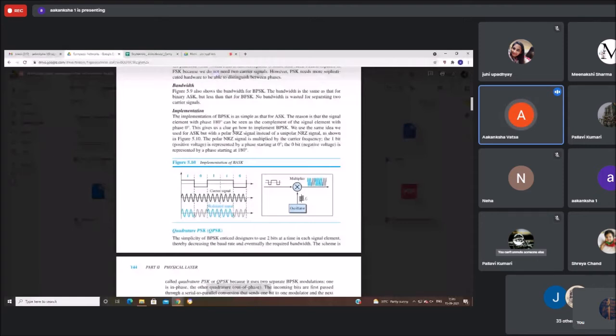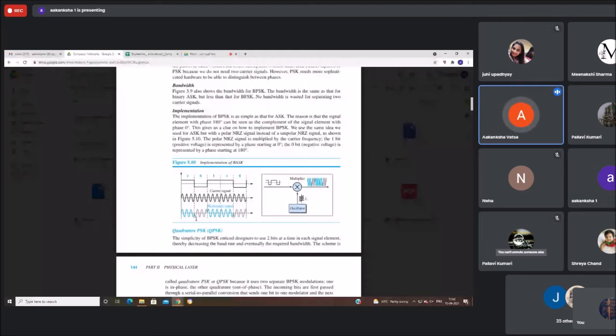So the 1 bit, that is the positive voltage, is represented by a phase starting at 0 degrees, and the 0 bit, that is the negative voltage, is represented by a phase starting at 180 degrees. So now you can see 0 is starting at 180 degrees from the down and going up. That is negative cycle is completed first, and for 1, positive cycle is completed first. So this is known as normal BPSK. So you are having two phases, 0 degree for 1 bit, and 180 degree phase change for 0 bit.